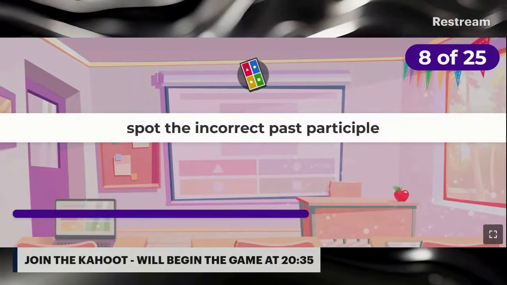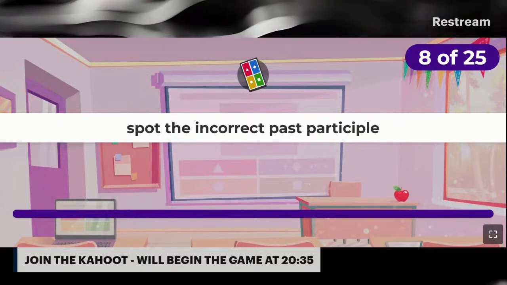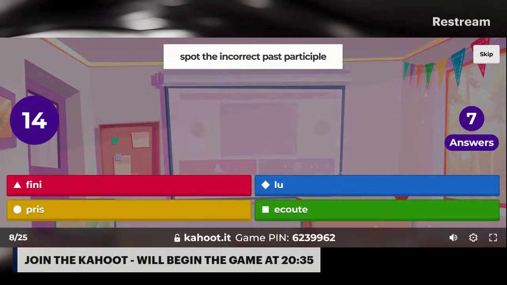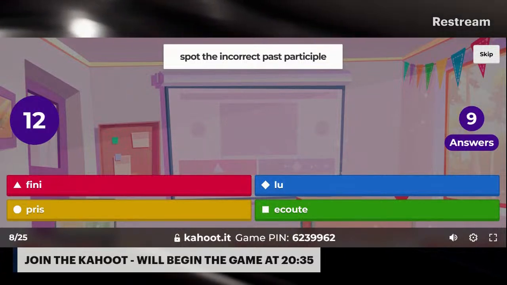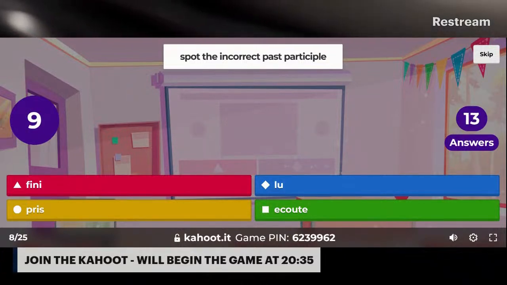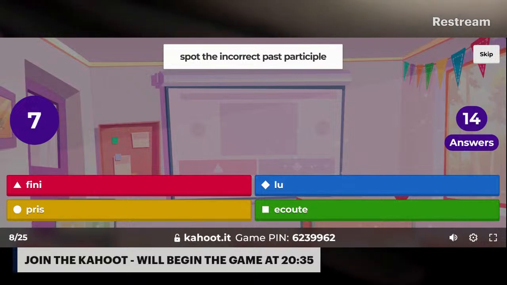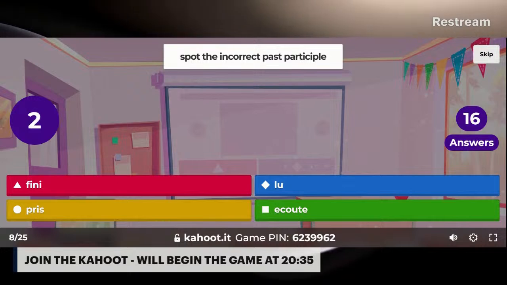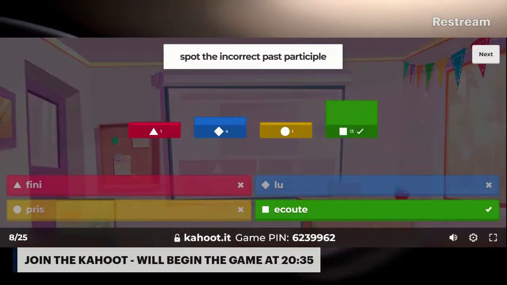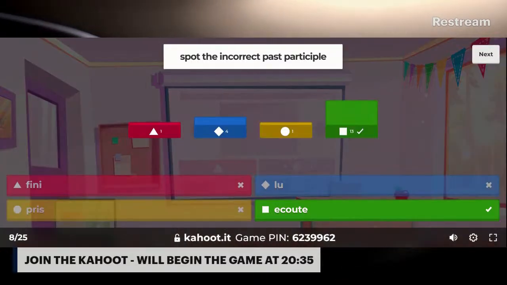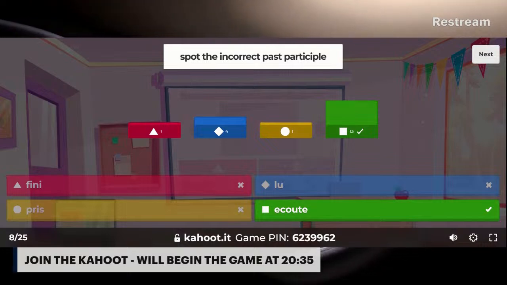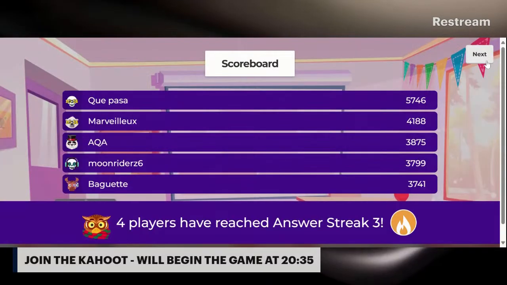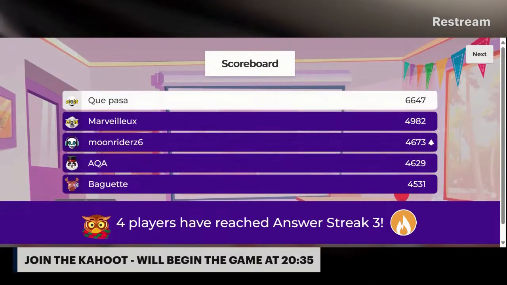Spot the incorrect past participle. So we mentioned something about that. Is it fini, lu, pris, or écoute? So it's écoute, which most people got correct. Okay.